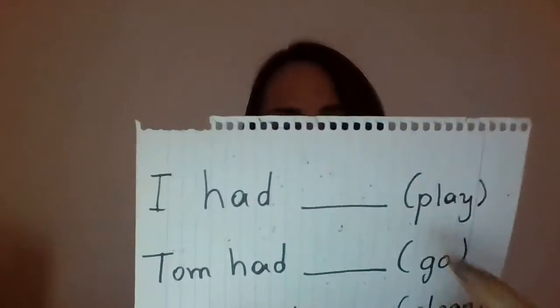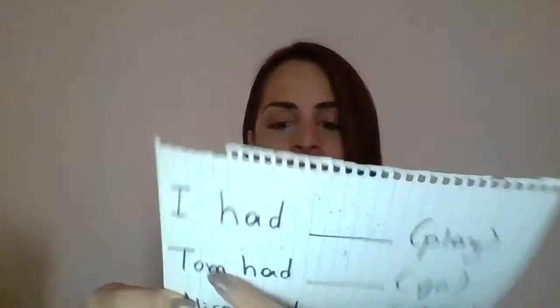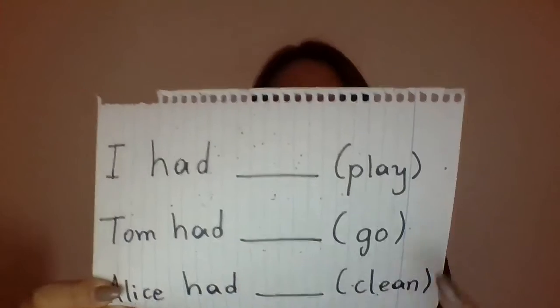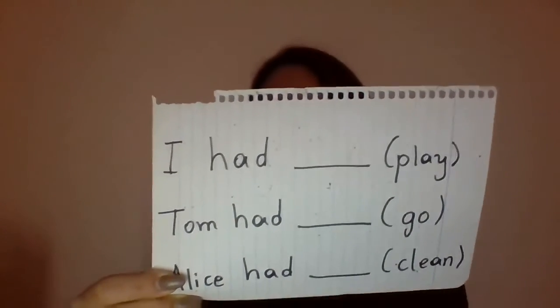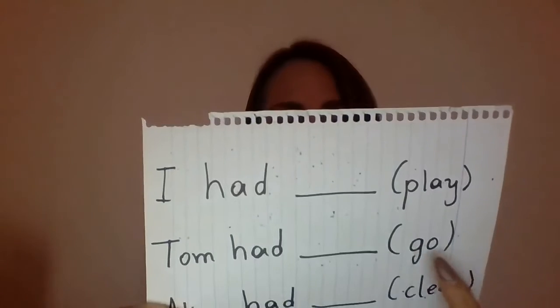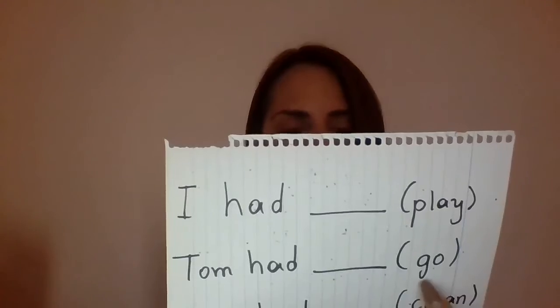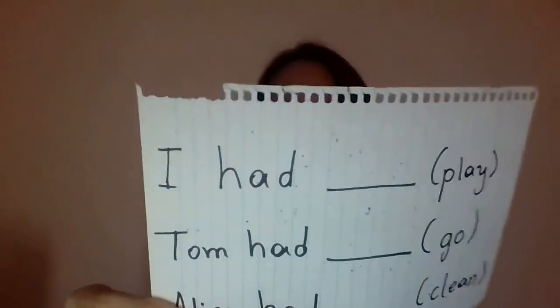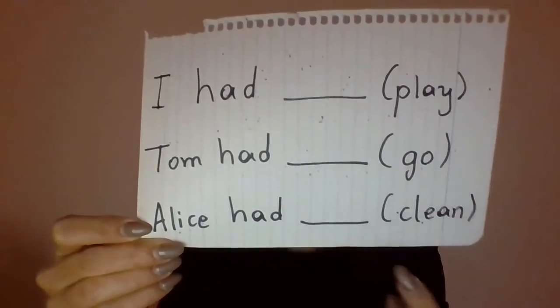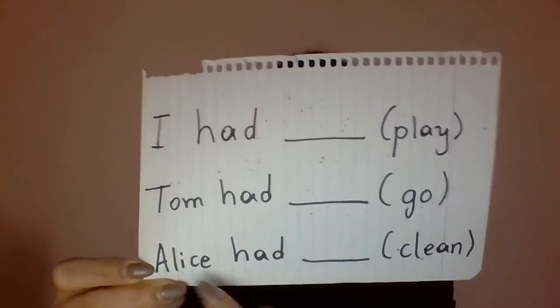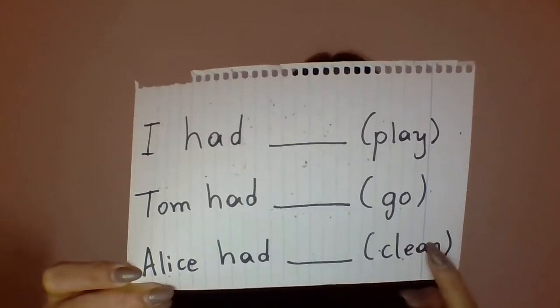I had played. Okay, so the second example here is Tom had, and we have the verb go. So Tom had gone. We place this in this, but not just like that. We put it in the past participle, okay? And we also have Alice had and the verb clean. Alice had cleaned. We put this in the past participle. And we can go on and generate examples like that.